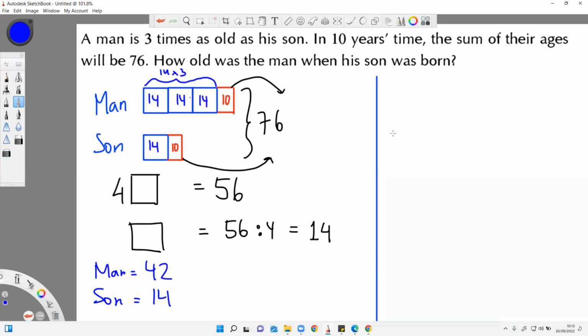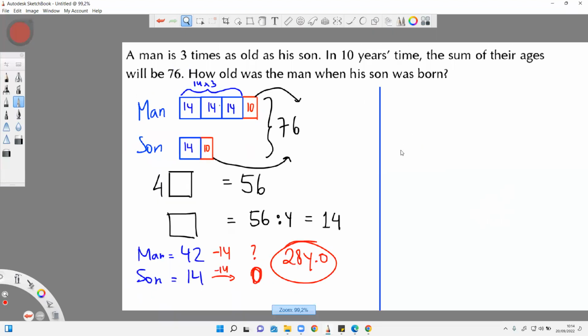But the question is not asking for the age of the man at that time. The question is asking how old was the man when his son was born. Minus 14. Why? Because when his son was born, his son is 0 years old, right? So you subtract 14, you will get 28 years old. So he became a father at 28 years old, quite young. Any questions, Omar? This is how we use the bar model.